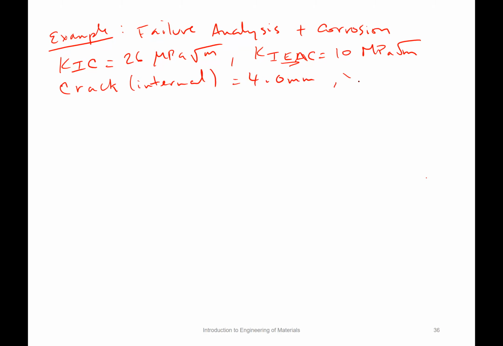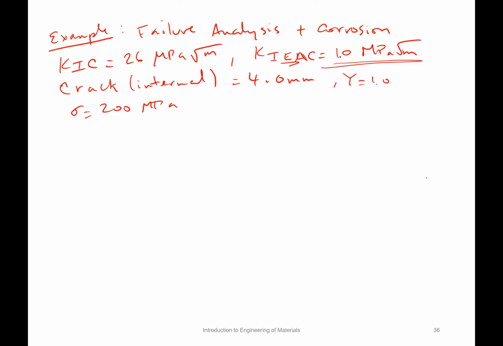And let's say the geometric factor is 1 for simplicity. So we want to know, will fast fracture happen at a stress of 200 MPa in a protected environment and also in seawater? Okay, so this is the fracture toughness value in seawater.